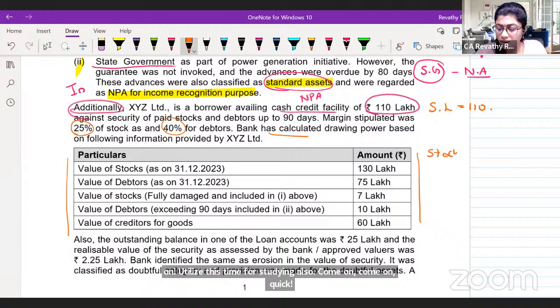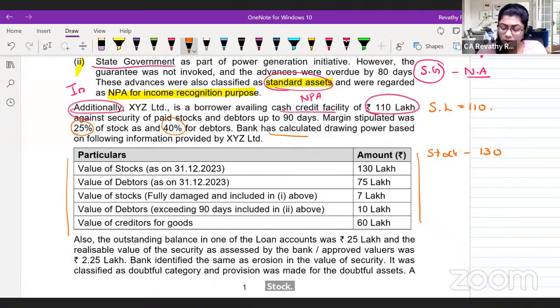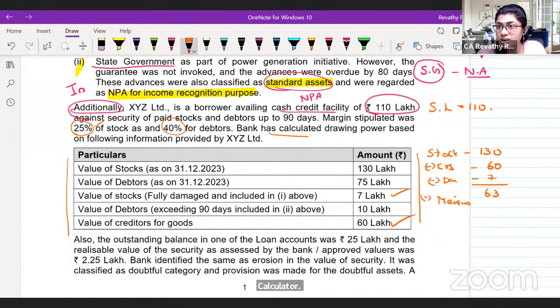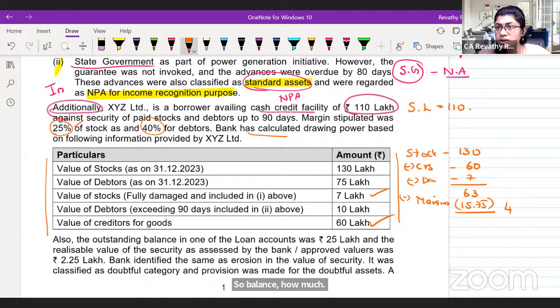Stock 130. In that, creditors you will reduce, right? 60. Damaged goods the bank won't get. Damaged goods 7. So if you minus this, you will get 63. 25% is the margin. What is 63 into 25%? It comes to 15.75. So balance how much? 47.25. So that's the stock.